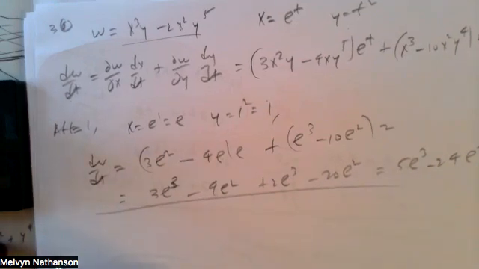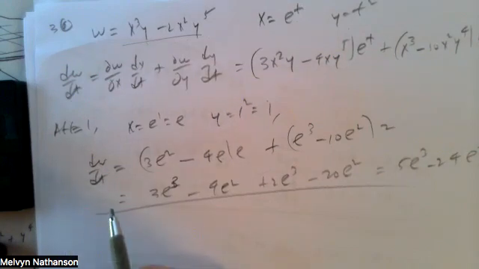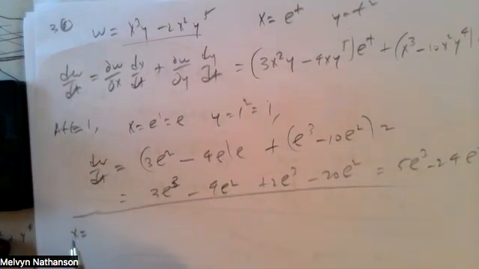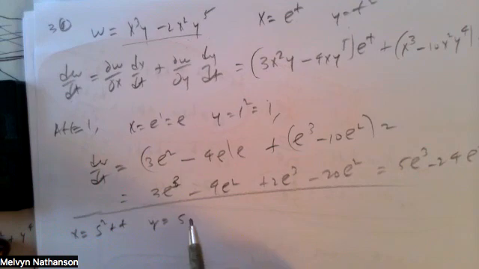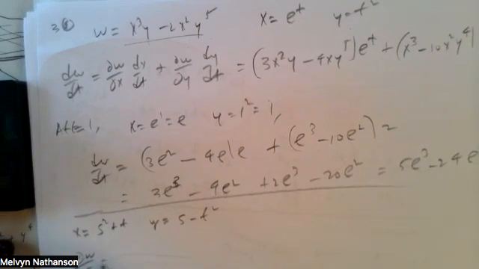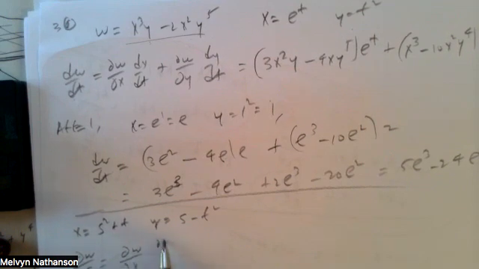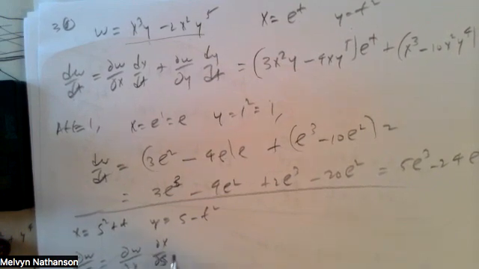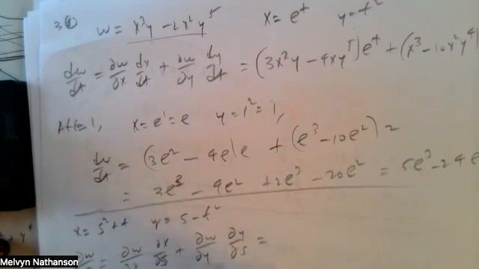Part B is another calculation using the chain rule. We have the same function w, x cubed y minus 2x squared y to the fifth, but now x is a function of s and t, s squared plus t, and y is a function of s and t, s minus t squared, and we want to find the partial of w with respect to s, which is the partial of w with respect to x, partial of x with respect to s, plus the partial of w with respect to y, partial of y with respect to s.